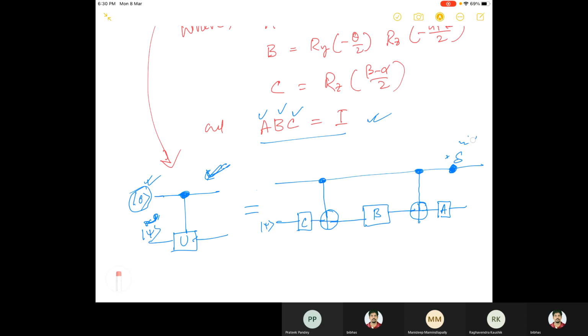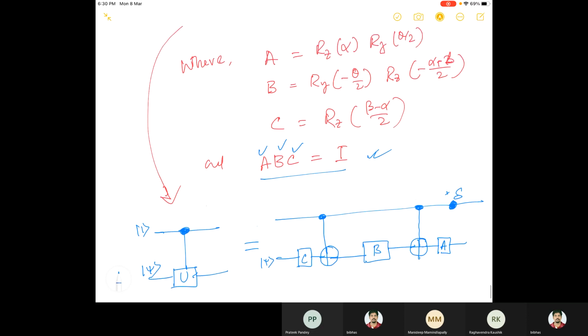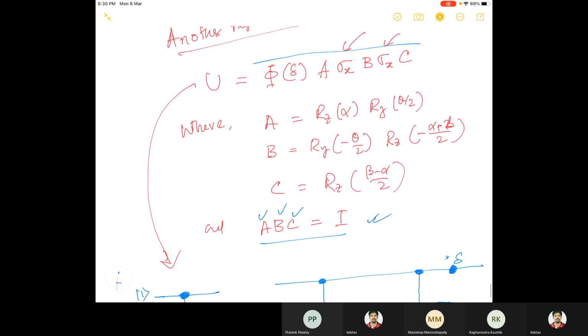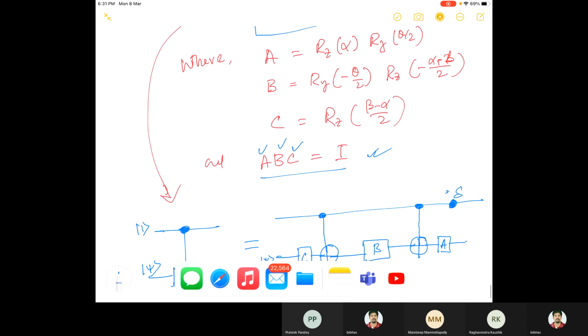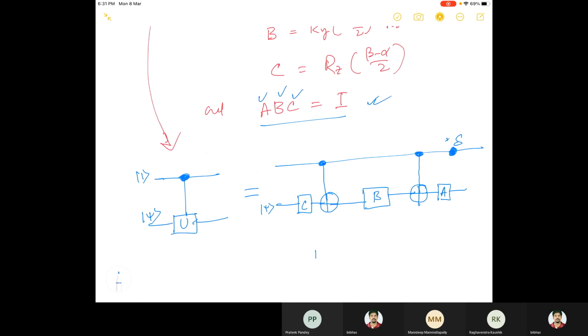and see what is happening when the first qubit is 1. Okay, first qubit is 1. So when the first qubit is 1, I see that on the second qubit U is acted on, U times psi. But I know that U is exactly equal to this. So U is acting means, see the circuit here. When the first qubit is 1 and the second qubit is psi, then C acted on psi. Then there is a C naught gate.